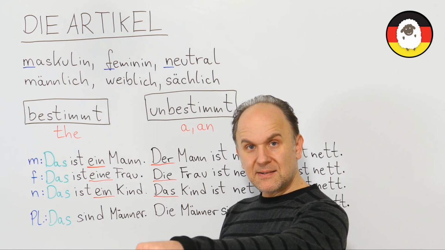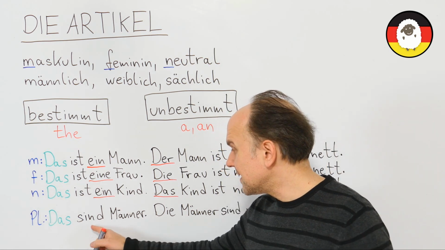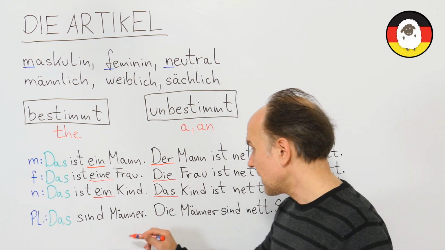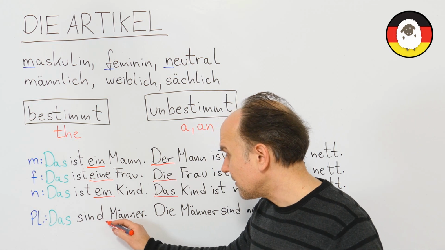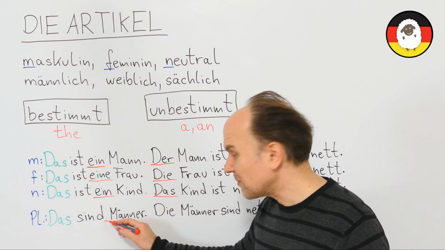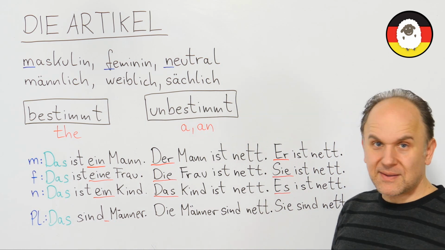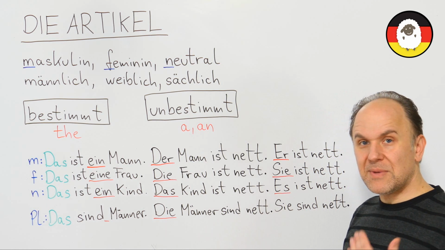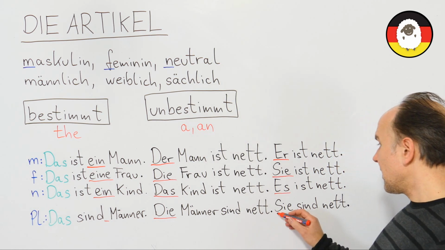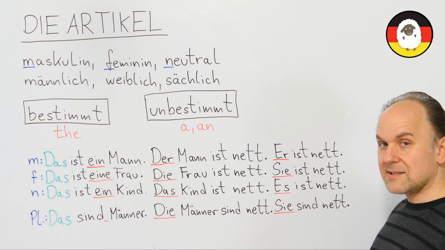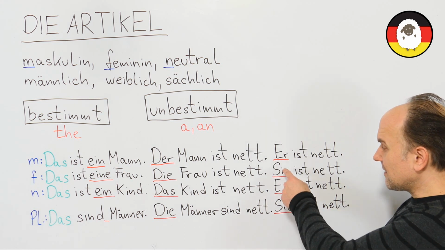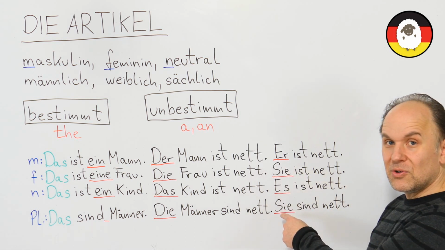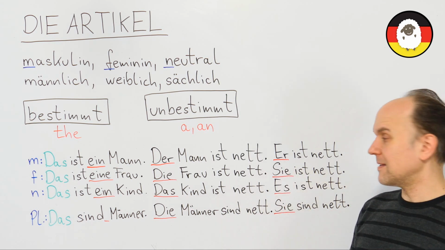Das, this, that, these, those, right? Sind Männer. We have to employ the plural here, of course. Das sind Männer. So we have no article here, right? It would be here. We have nothing because it's plural, indefinite. There's nothing. Die Männer sind nett. The men are nice. They are nice. So at the beginning of the sentence, we know the difference between she and they only by looking at the context, and that's it.